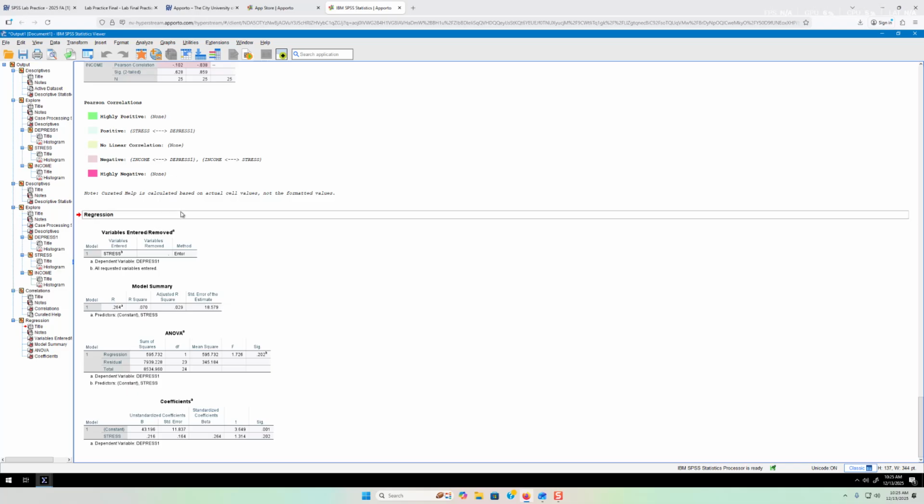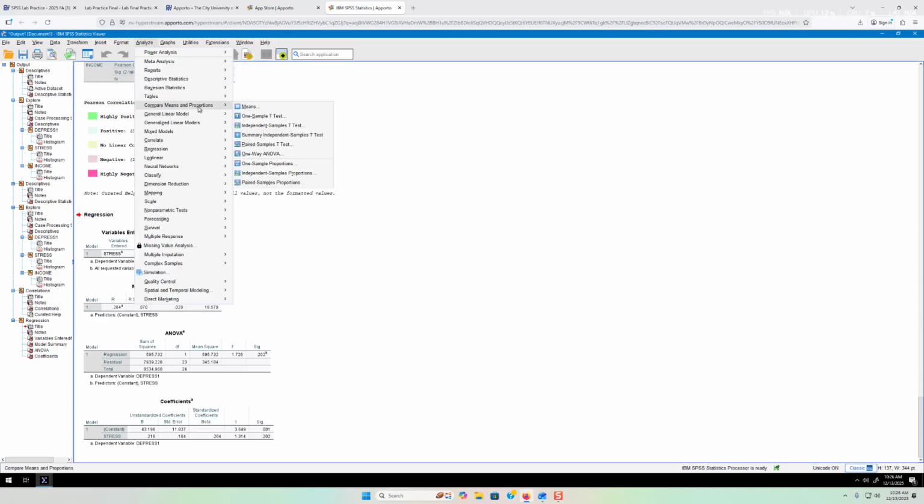Now, drug users and non-drug users are different groups, right? You can't have both a drug user and a non-drug user. It's impossible. So you have two different groups. They're independent of each other. So we want an independent groups t-test. So analyze, compare means, independent samples t-test.